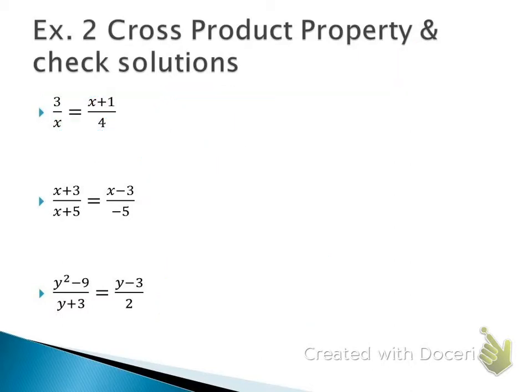All right, let's try this second problem here. Now I'm going to multiply negative 5 times x plus 3. So negative 5 times x is negative 5x. Negative 5 times 3 is negative 15. Then I'm going to write my equal sign. Now on this next cross multiplication here, I have x minus 3 times x plus 5.